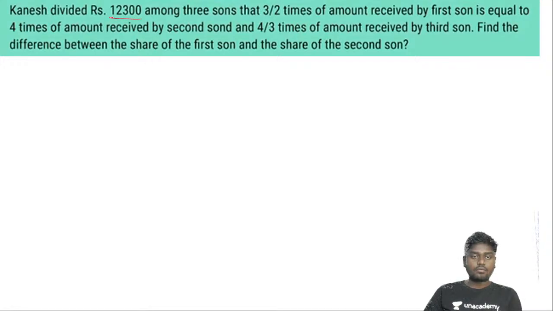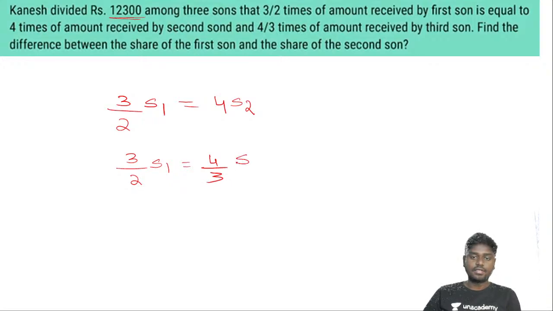So we have a total of 12,300 and this is being divided among three sons. That 3 by 2 times of amount received by the first son, right? So 3 by 2 of son 1 is equal to 4 times of the amount received by second son, 4 times of S2. And 4 by 3 times of amount received by third son means 3 by 2 of son 1 is equal to 4 by 3 of son 3. That's what it means. Right?